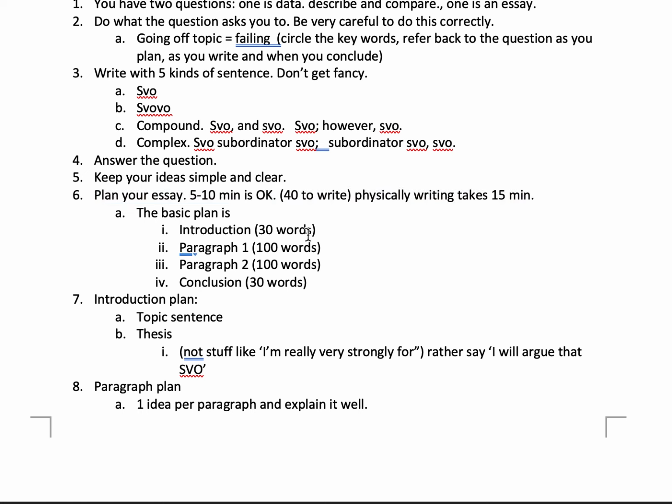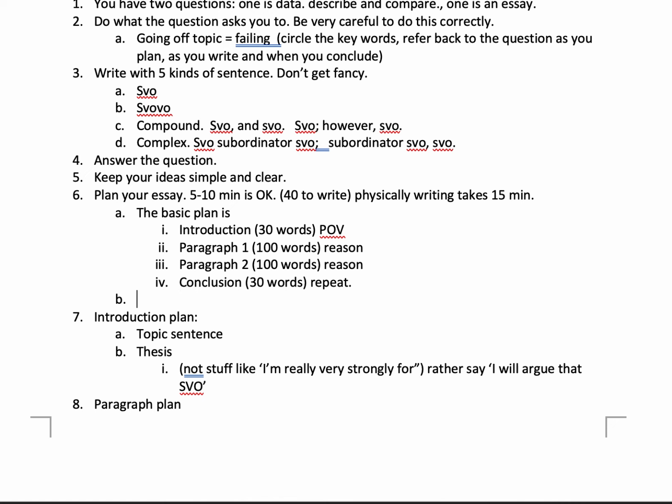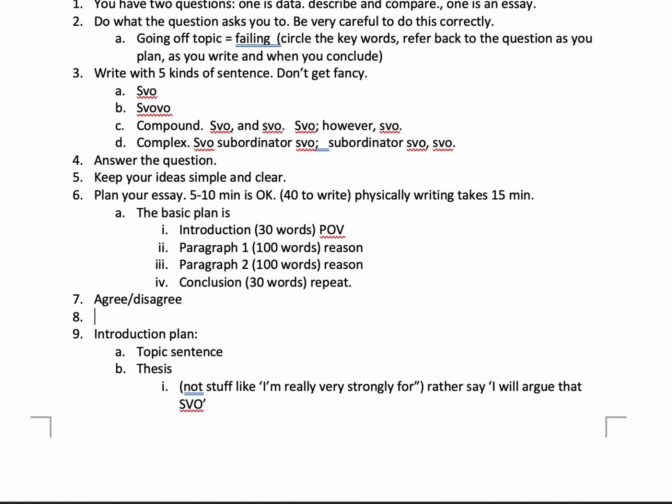Make sure you know what your point of view is. Make sure you know your reason. You have a few different essay types. Agree, disagree would be what we've just talked about, right?